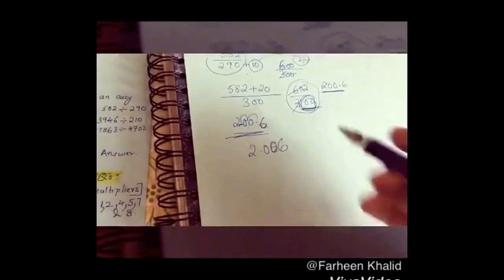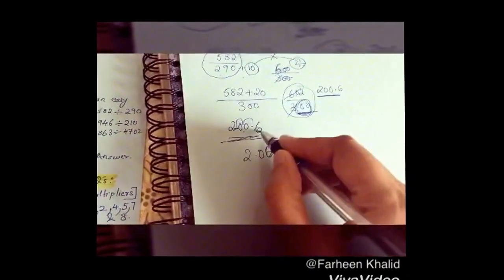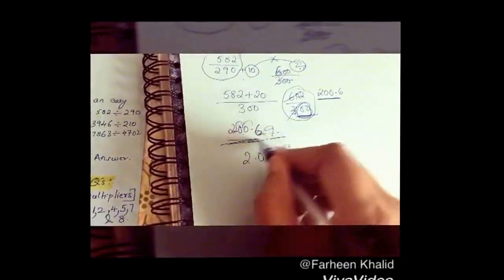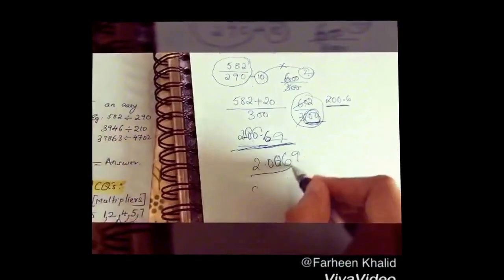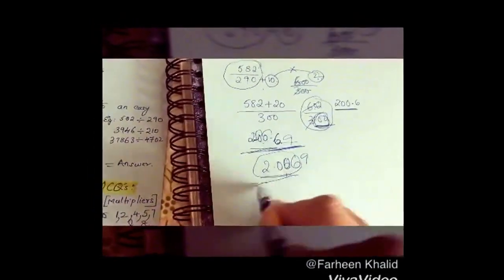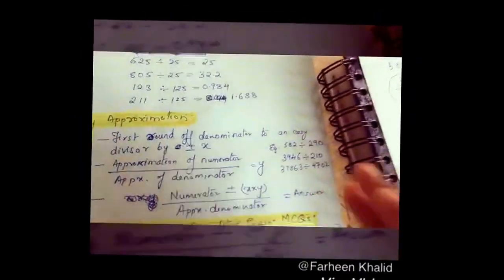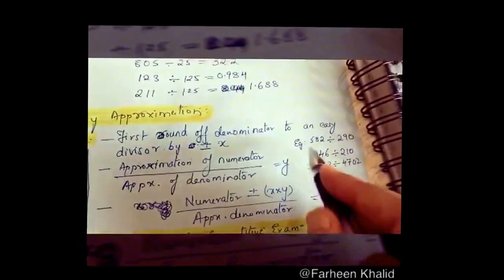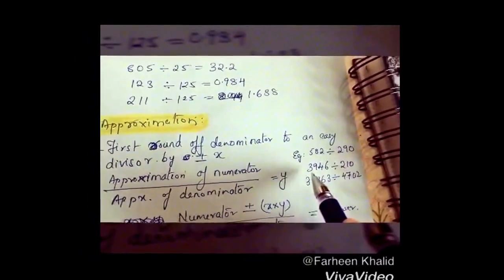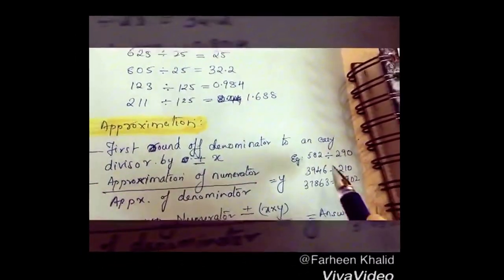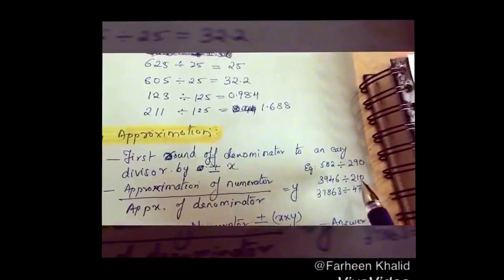Although it's not the exact answer, if we would have gone further, we would have got the exact answer. But even if you have got an approximate, that should be enough to get you marks, right? So isn't that an awesome method? Now let's become a little more comfortable with this method. So now let's do the next one. It's 3946 divided by 210.